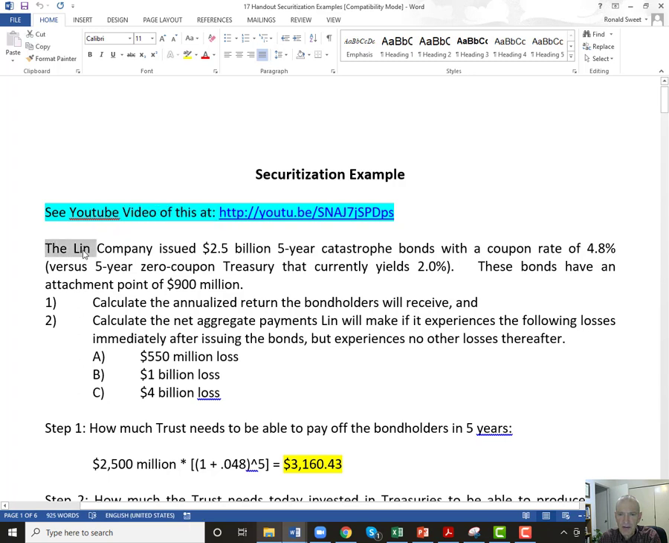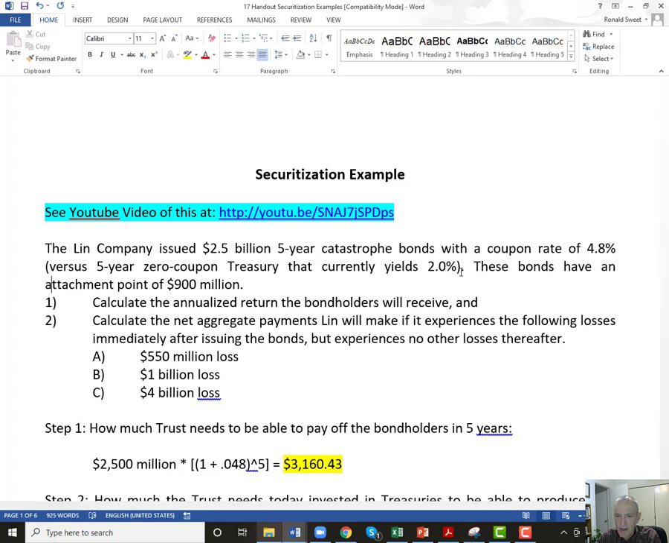I wrote this problem back when Jeremy Lin was making the headlines in the NBA, so sometimes I like to steal a name from the headlines. So the Lin Company issued $2.5 billion of 5-year catastrophe bonds. They were paying 4.8%. You may not think that's a great rate, but at the time I did this, that was a really good rate for a 5-year bond. Treasuries at the time, 5-year treasuries, were at 2%. So it's a time when interest rates were much higher than today, but still 4.8 was a good rate.